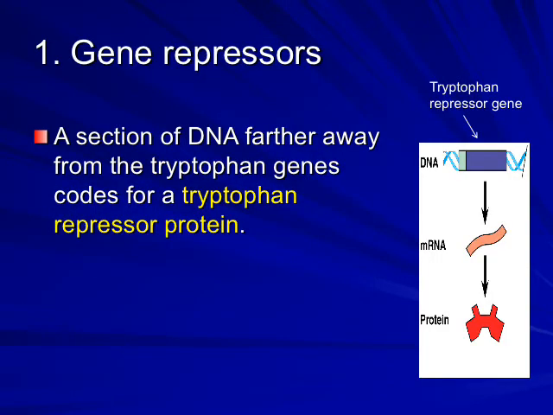So let's talk about repressors. A section of DNA that's further away from this stretch of DNA codes for a repressor protein. And in this case, this repressor protein is going to be a tryptophan repressor protein. And what happens is that repressor blocks the attachment of RNA polymerase. And you can see the repressor protein in red on that picture.